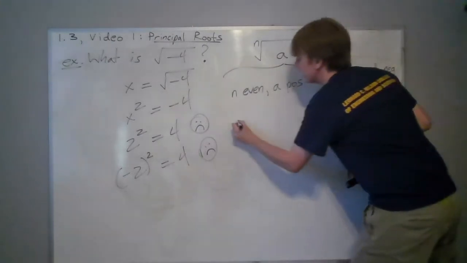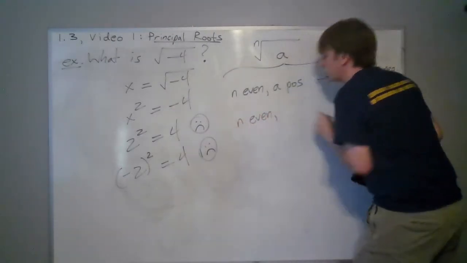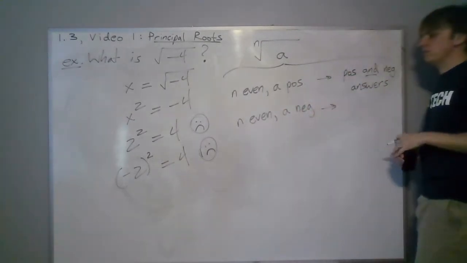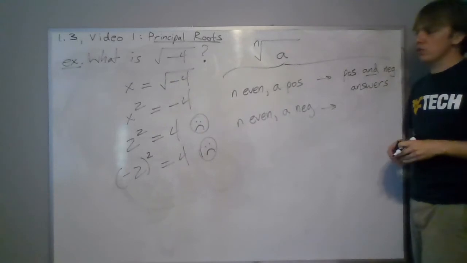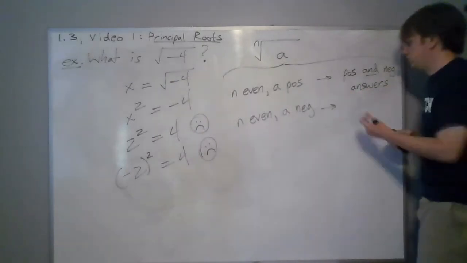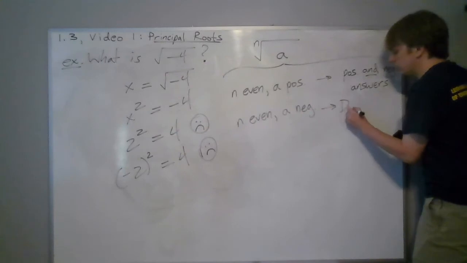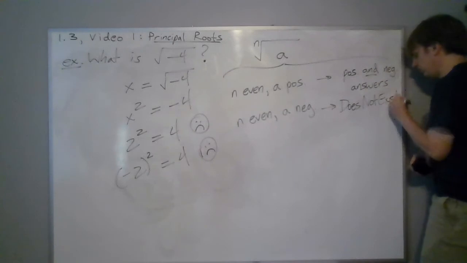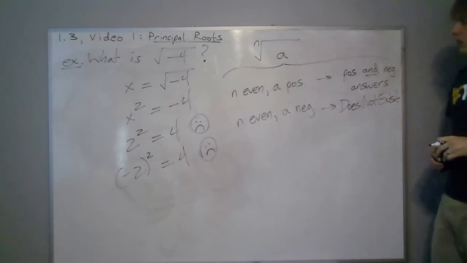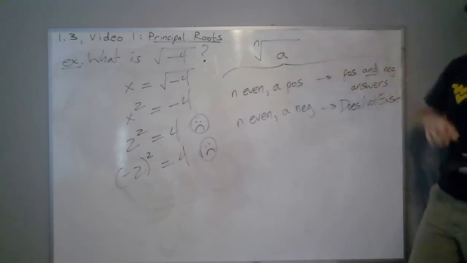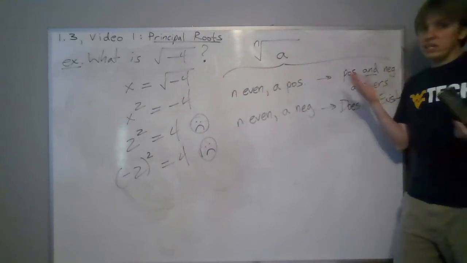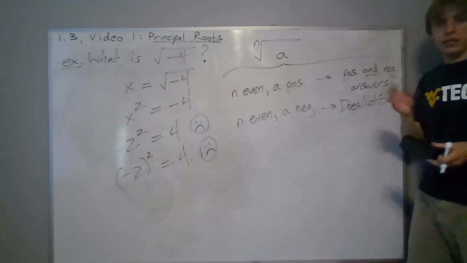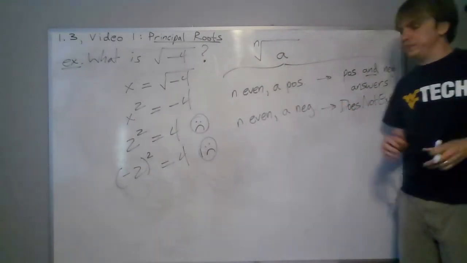On the other hand, if n is even and a is negative, then, like we just saw with the square root of -4, that's impossible. There isn't such a number. I'll write it this way. It does not exist. Which is actually the answer to the previous problem. What is the square root of -4? It doesn't exist. There is no such answer. So you could write no solution, does not exist, anything like that. Anything that says it is impossible.